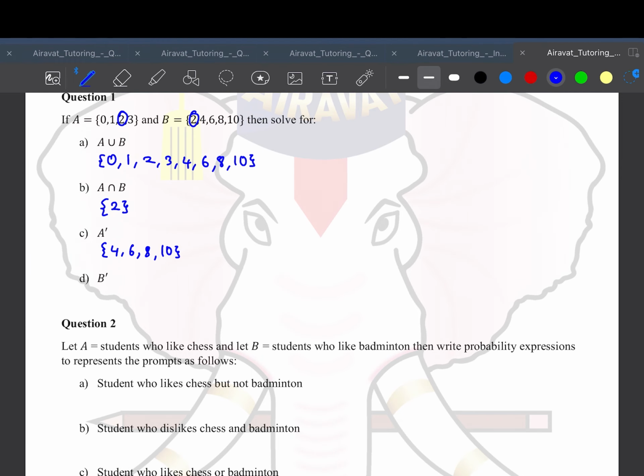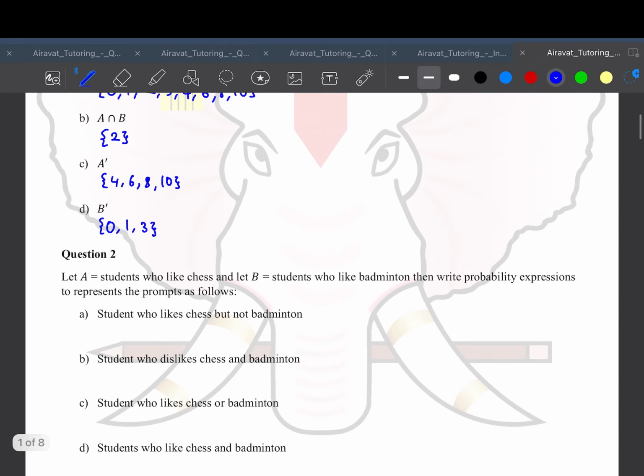B dash is just every single number that is in dataset A and not dataset B. So it's just going to be 0, 1 and 3. Again, we cannot include 2 because 2 is present in both datasets and we only want numbers from dataset A. So that's one question done.